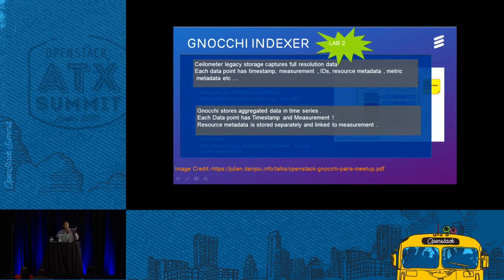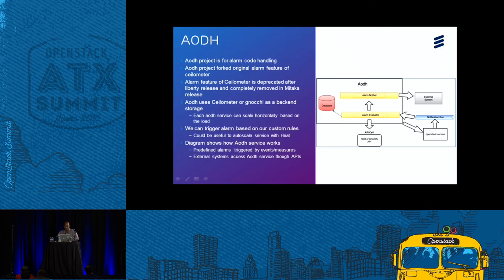So in the lab, keep it in mind that we are using the standard Gnocchi CLI. We are not using the API. What I mean by that is we are not using the REST API. We are using the CLI, which in the background will call all the APIs. So lab two will be completely concentrated on Gnocchi.